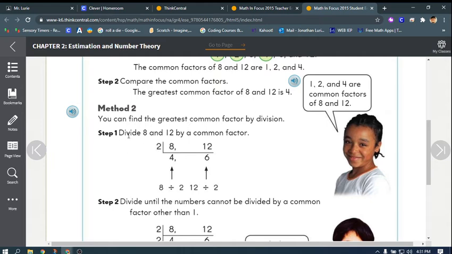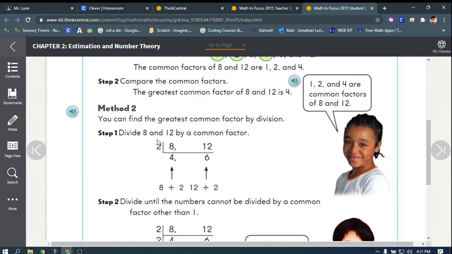He can also do it this way, which is, I don't know the name of this method, but it's kind of interesting. So let's go through it. Step 1, divide 8 and 12 by a common factor, any common factor. So they wrote 8, 12, and they put an upside down division bar, and they put a 2 out here because 2 is a common factor.